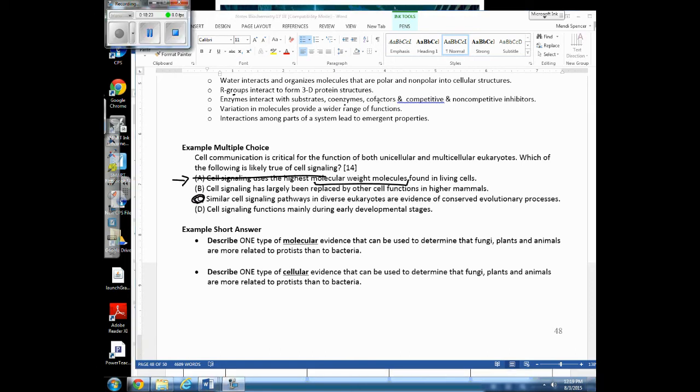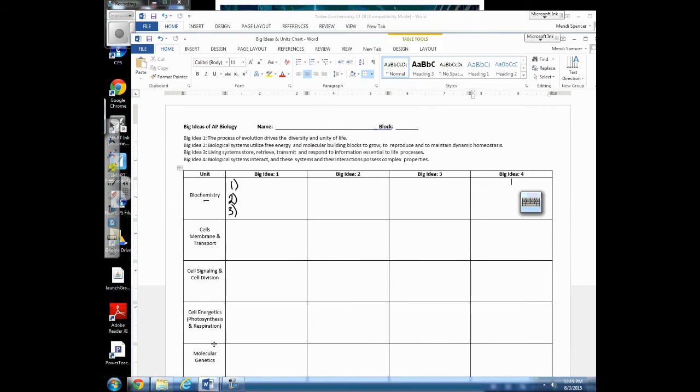The short answer question that I'm showing you is an example of how this worksheet, the big idea worksheet, is going to be able to help you.